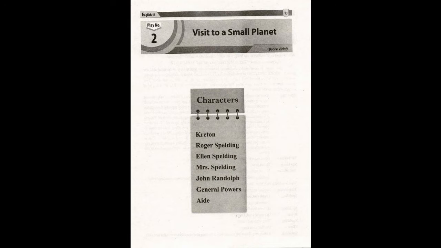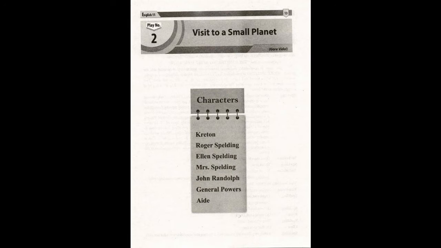General Power is the third main character. He is a major general in the American army, and he is responsible for the safety and security of the American people. He also investigates the alien, Mr. Cretan, and the spaceship in which he has landed on Earth.